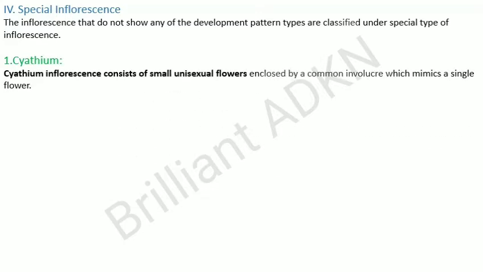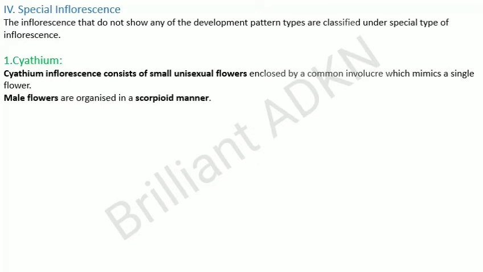Now we are going to see the next topic, that is special inflorescence. The inflorescences that do not show any of the development pattern types are classified under special type of inflorescence. Under that we are going to see the Cyathium. Cyathium inflorescence consists of small unisexual flowers enclosed by a common involucre. Involucre is a common membrane which encloses the unisexual flowers. It is like bract-like portions.